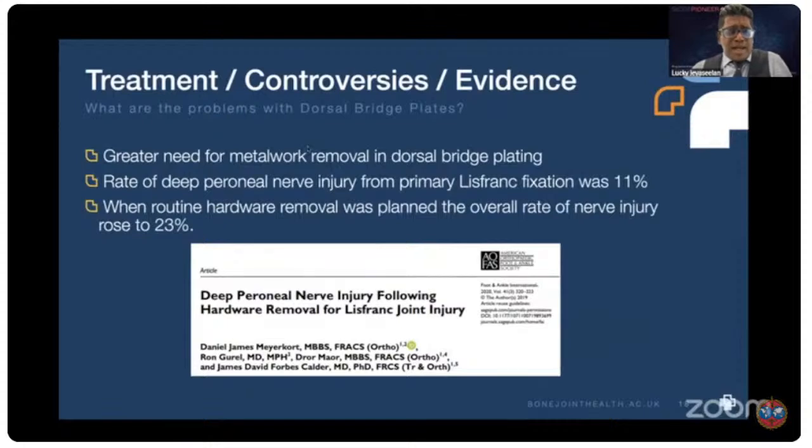And this was a good paper by James Calder that looked at rate of neurovascular or neurological injury with a single dorsal approach. And he found that there was an 11% risk of injuring the deep peroneal nerve when doing the initial operation. When you had to remove the metalwork, that jumped up to 23%. So this is not an insignificant thing, having to remove the metalwork.